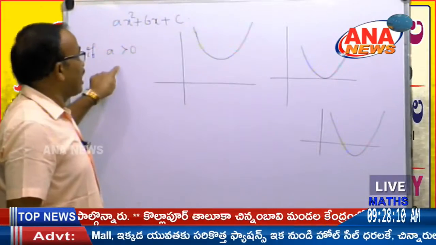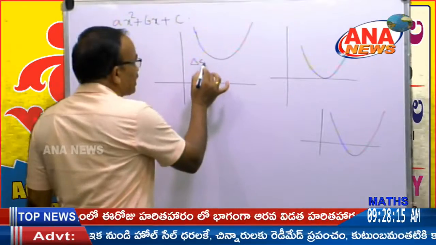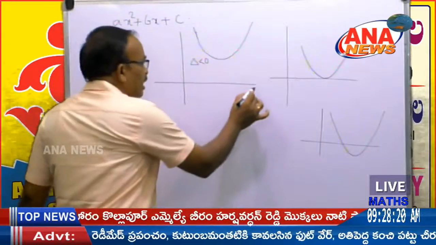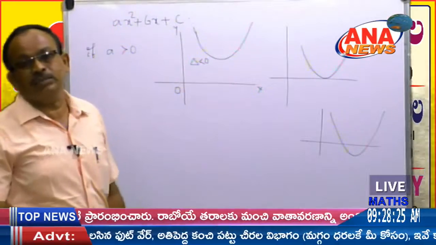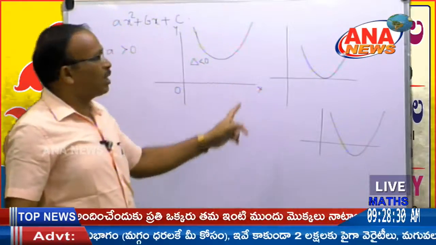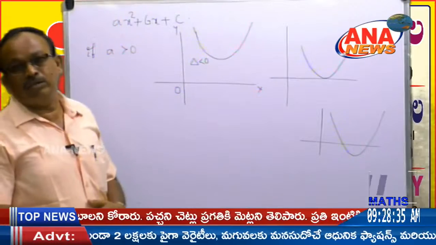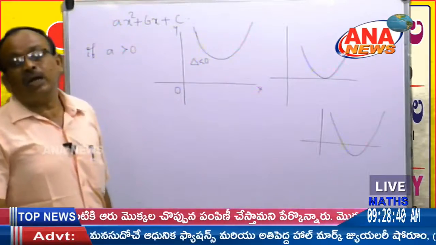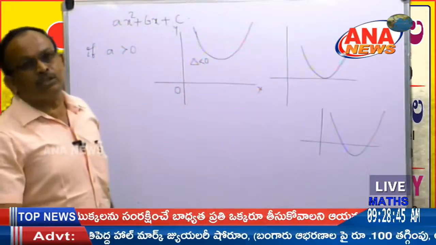Here a greater than 0 and delta less than 0. Here x is real, y is real. X-axis, y-axis means real x, real y. That means all the values on the x-axis are real and all the values on the y-axis are real. But delta less than 0 means this expression has complex roots.